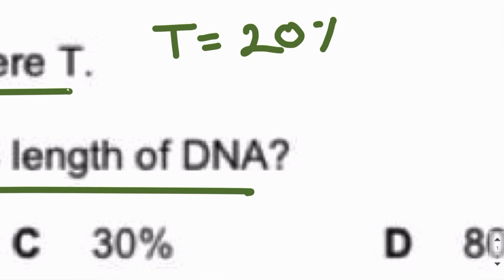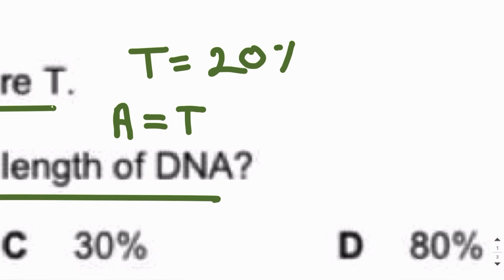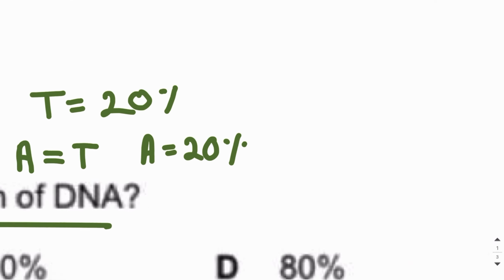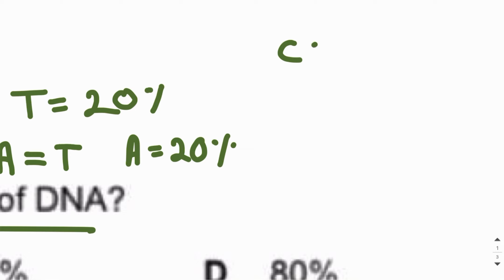You need to know that adenine or A pairs with T or thymine in DNA, right? So because A pairs with T, the number of T should be equal to the number of A, which means that A should also be 20%. If T is 20%, A should also be 20%. And because C pairs with G, the percentage of C should also be equal to the percentage of G.